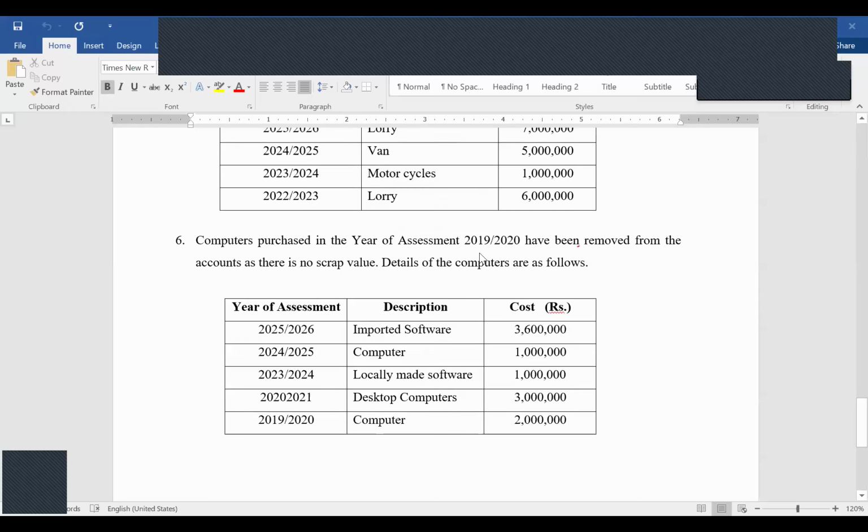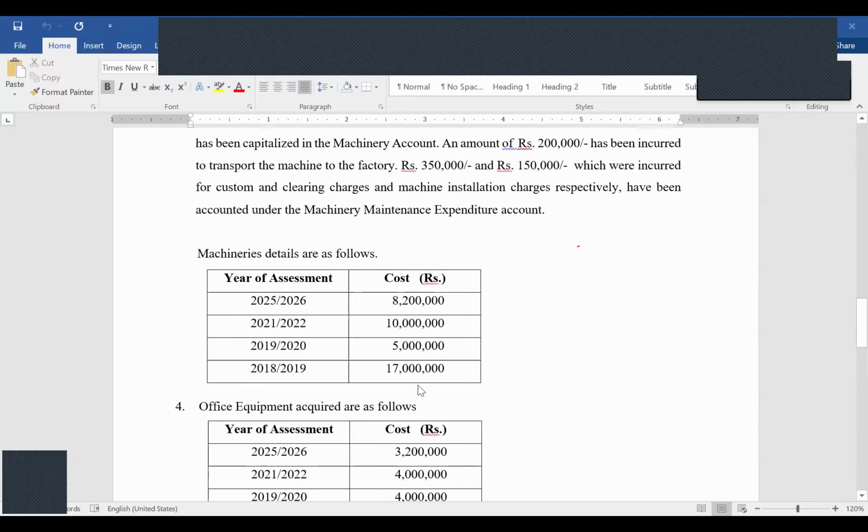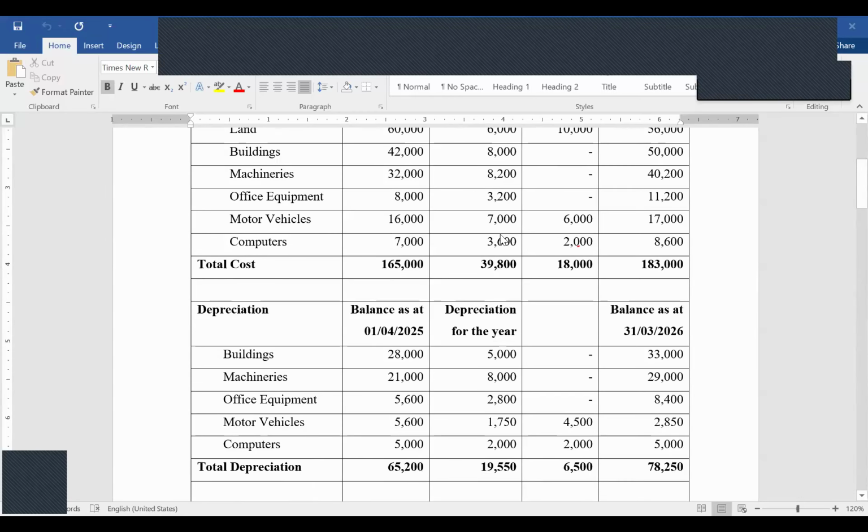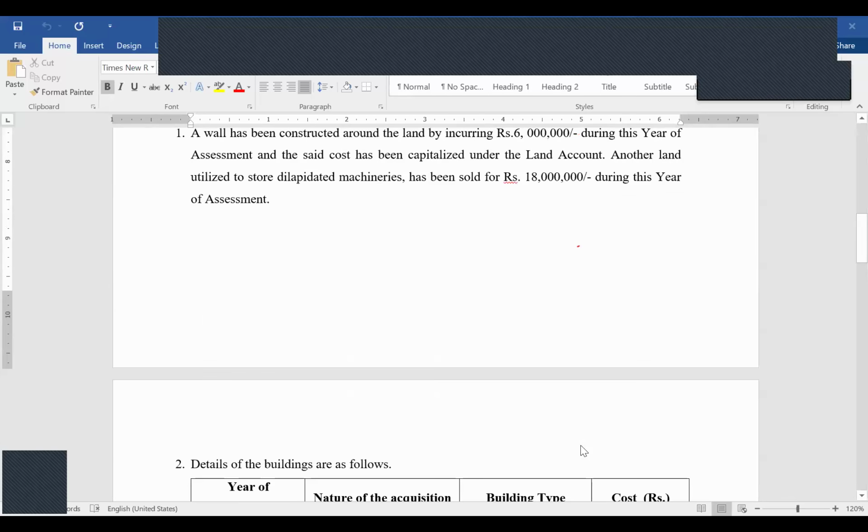Then we have given computer details. So for these computers, we have to go to the table to check what the details are. So additions are there, disposals are there. For 2 million, disposal is there. So computer depreciation is also there. So we know the cost, we know the depreciated amount. What else?